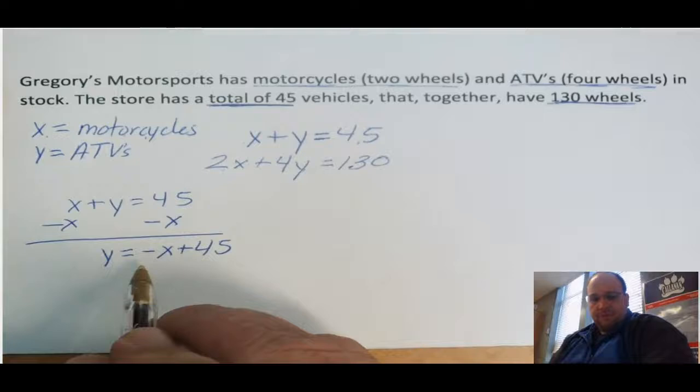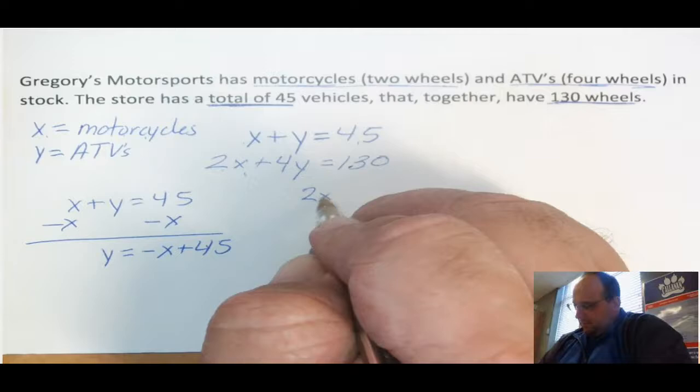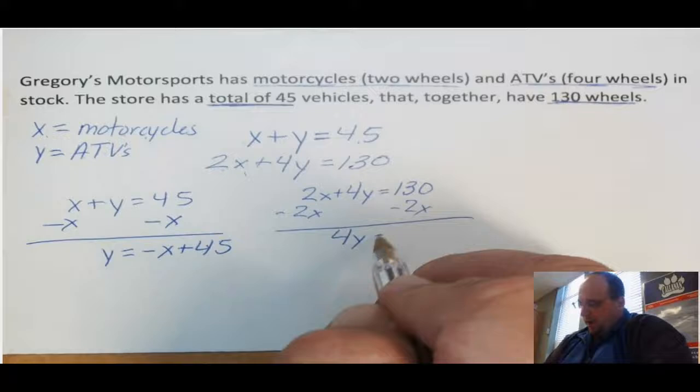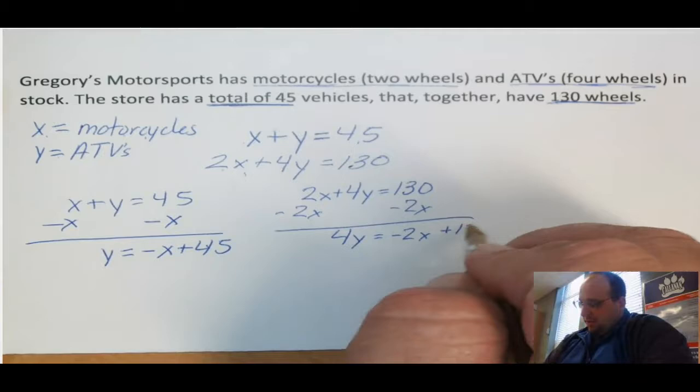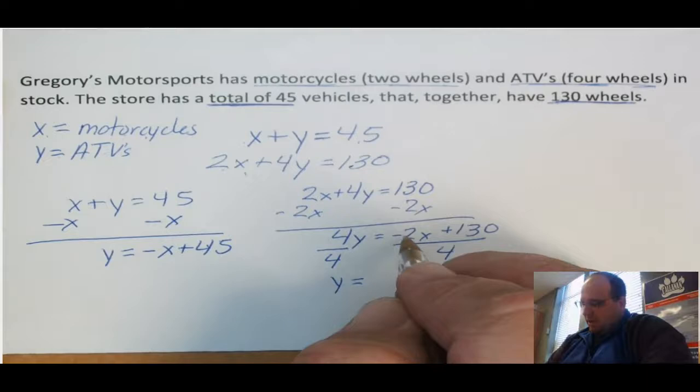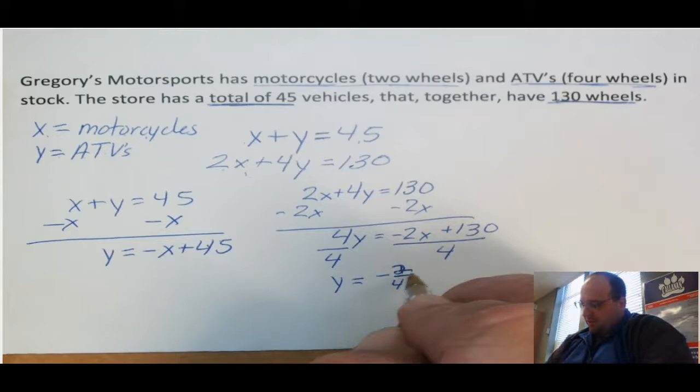Now I'm going to take 2x plus 4y equals 130. On this one, I'm going to subtract 2x, so I'm going to get x over on the other side. That gives me 4y equals negative 2x plus 130. I couldn't combine those because those aren't like terms. Next thing I'm going to do is divide by 4. I need to do that to both sides. I get y equals negative 2/4, which also simplifies down to 1/2, so negative 2/4 x plus 130 divided by 4.